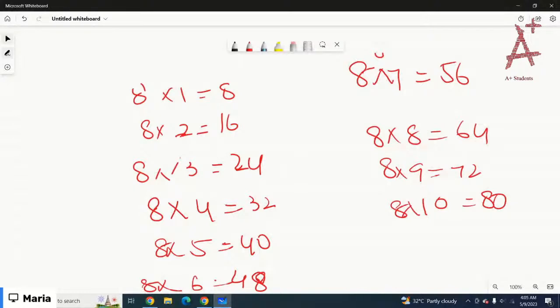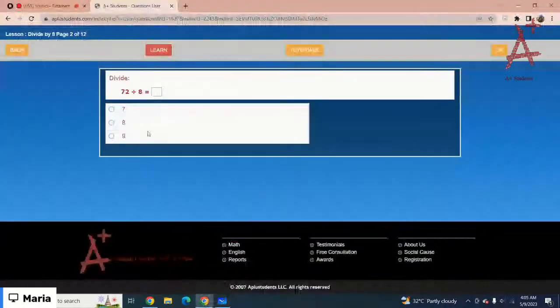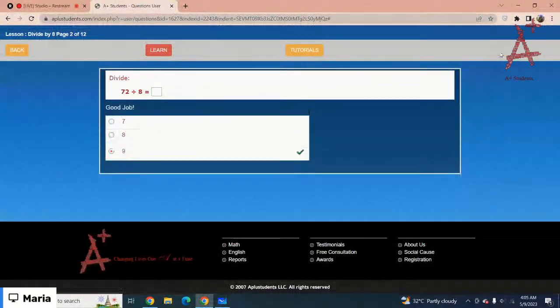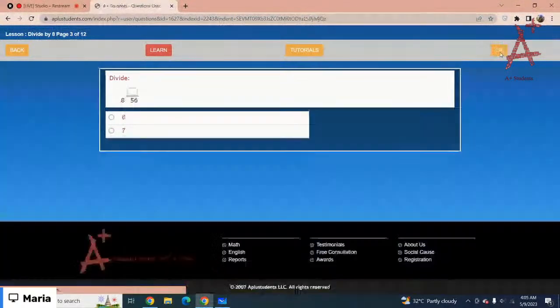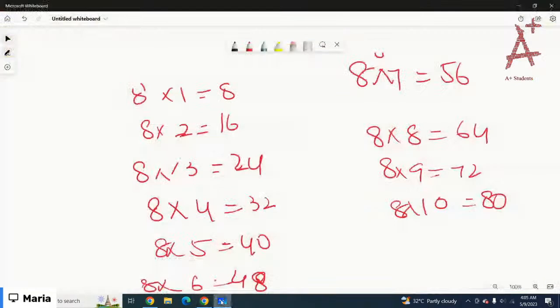So it would be 8 times 9, so the correct option is 9. The next one is you have to divide 56 by 8. So 8 times what number is 56? You can see from the board. 8 times 7 is 56. So the correct option is 7.